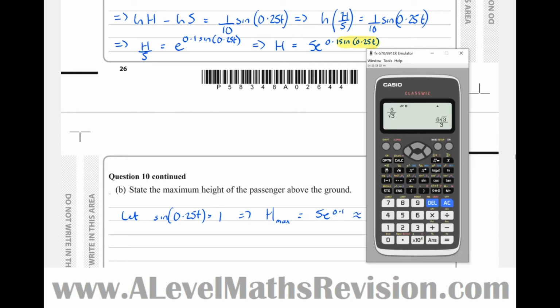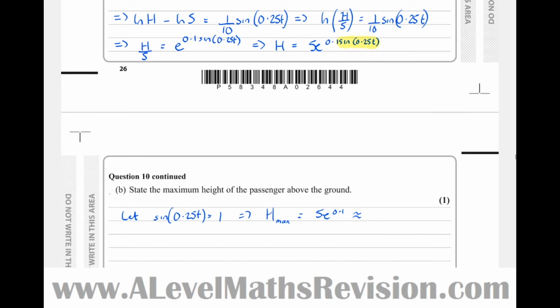So we want to give that in practical terms. 5e to the power of 0.1 equals 5.526 meters. Which, to be honest, makes for a pretty crap roller coaster if it starts 5 meters and only goes half a meter higher. Bit rubbish, really.